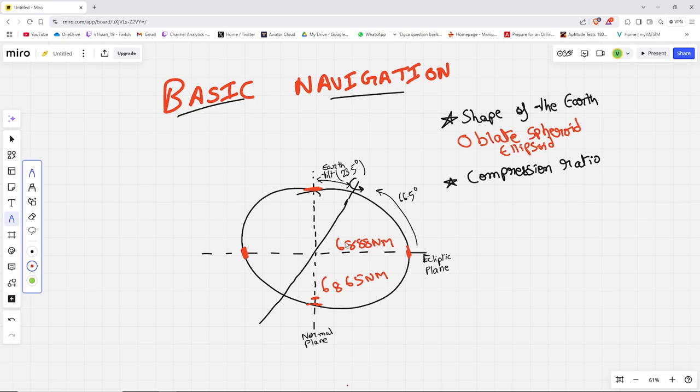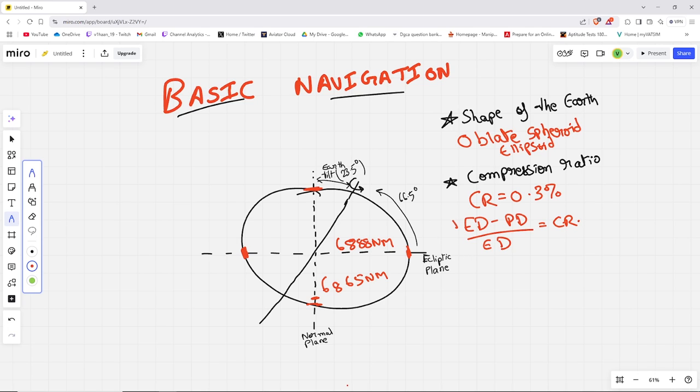Now, because of the fact that the Earth is flattened at the poles, there's compression, which gives rise to a formula for compression ratio. So the compression ratio of the Earth is 0.3%. The formula for which is equatorial diameter minus polar diameter upon equatorial diameter, which gives you the compression ratio.